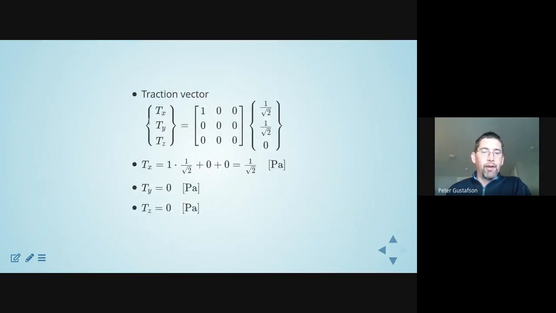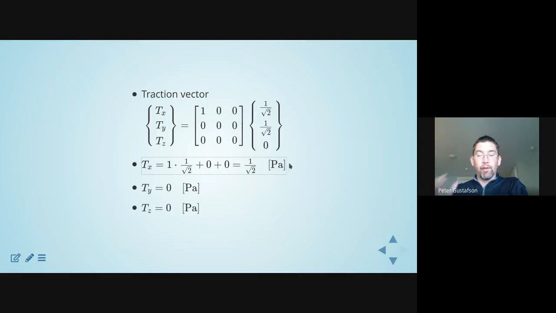Anyway, here's our calculation. It's the Cauchy formula. Tx, ty, tz is equal to the stress tensor, represented in this case by a 3x3 matrix, dotted with a normal vector, in this case represented by a 3x1 matrix. So you can see the x component of that using matrix mathematics is pretty straightforward. It would be the same, of course, with any other form of mathematics. So 1 times 1 over root 2 plus 0 times 1 over root 2 plus 0 times 0. Tx is going to be equal to 1 over root 2 pascals.